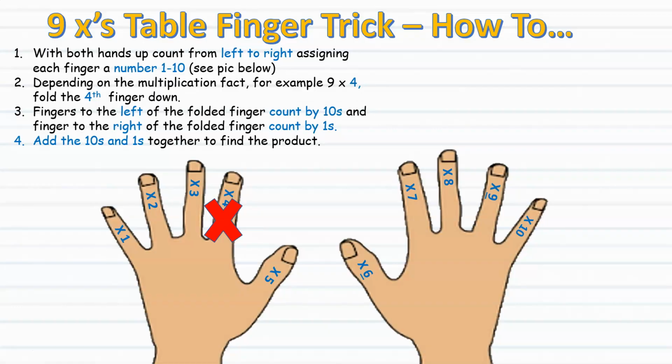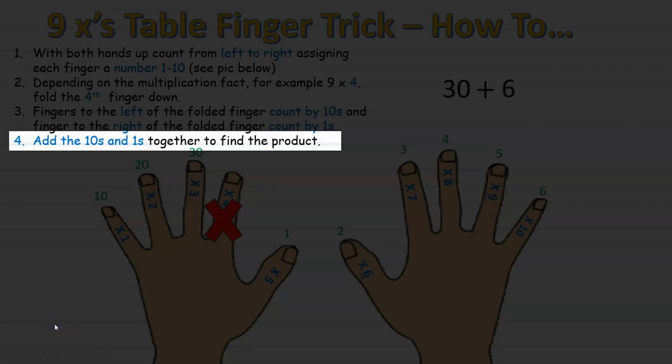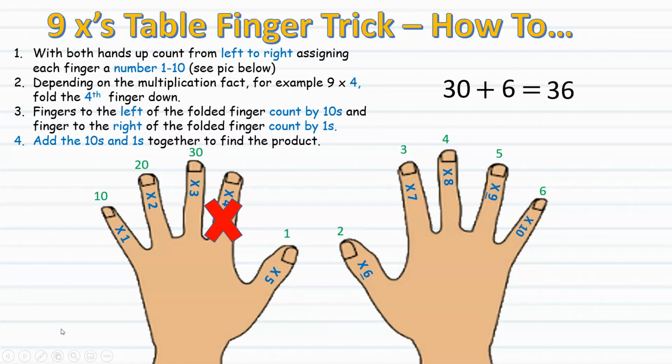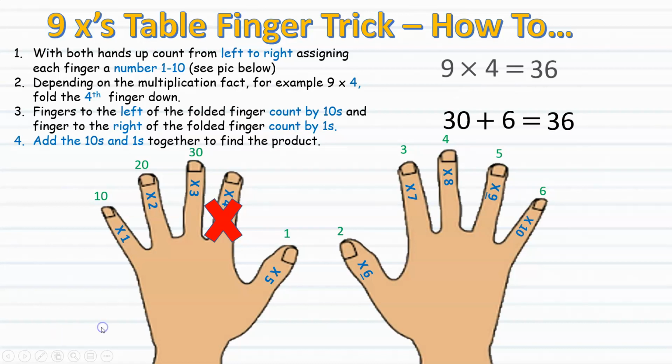For example, if you are multiplying 9 times 4, you will fold down the 4th finger. Next, you will count the fingers to the left of the folded finger by tens. 10, 20, 30. So we have 30. Then the fingers to the right will count by ones. 1, 2, 3, 4, 5, 6. The last step is to add the tens and the ones together. 30 plus 6 equals 36. Therefore, I know that 9 times 4 equals 36. Now, isn't that pretty neat? Let's try another one together.